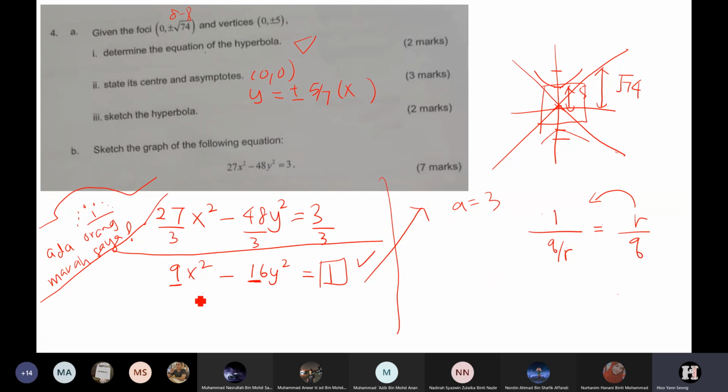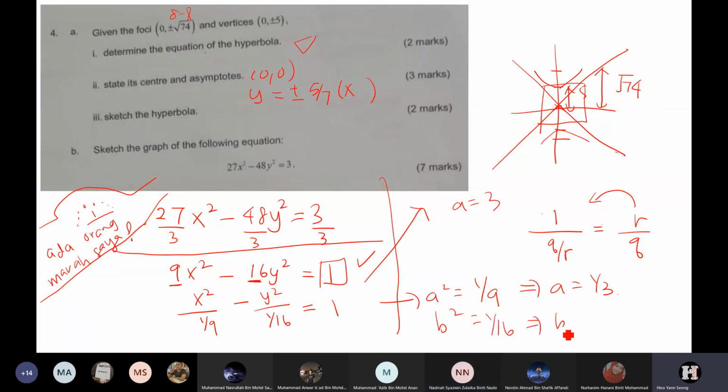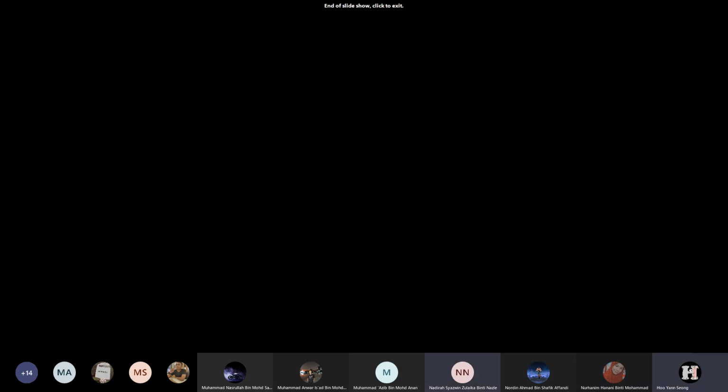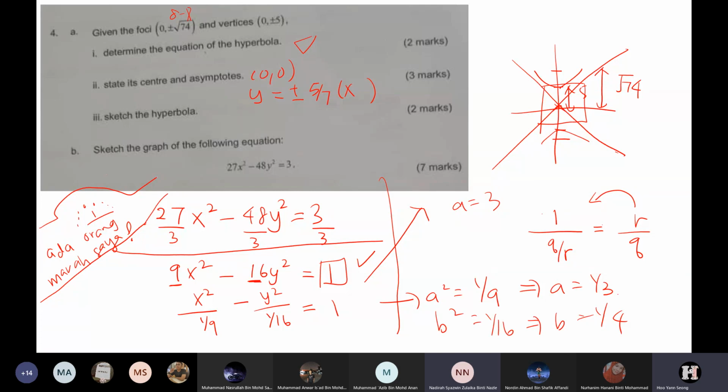So this one actually is x squared over 1 over 9 minus y squared over 1 over 16 equals to 1. So your A squared actually is 1 over 9. So your A actually is 1 over 3. Boleh? And your B squared is 1 over 16. So your B is 1 over 4. Boleh? Okay, so it's already finished for all the 3 sets.